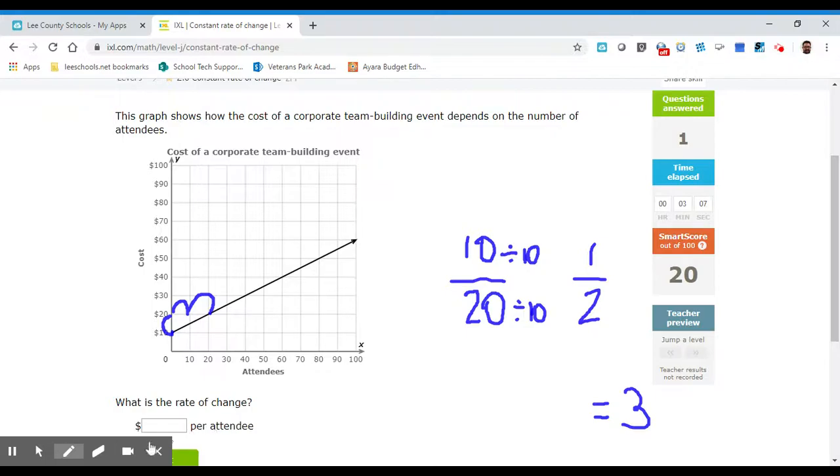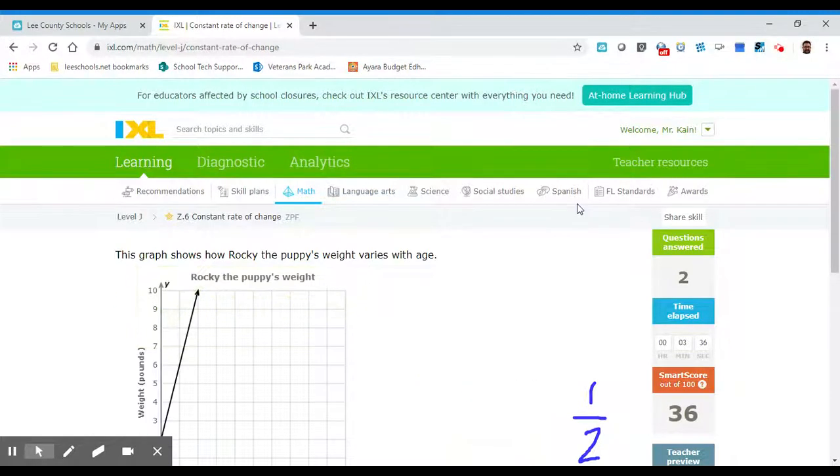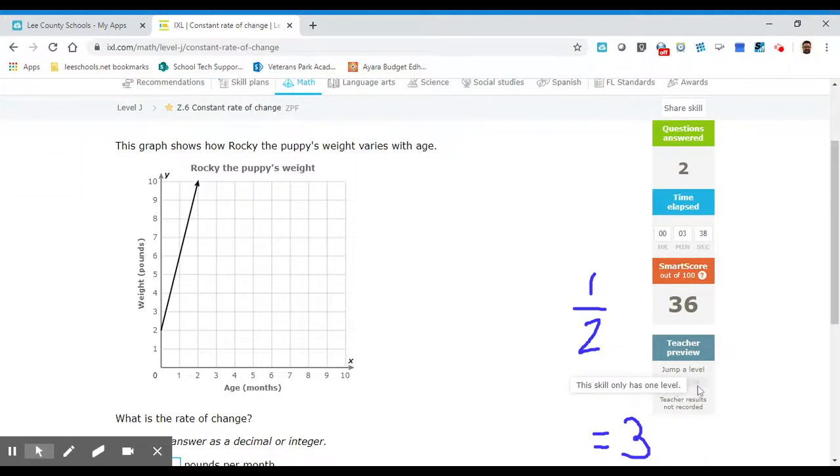So here's the thing though. Notice how it says, this is really important. This is a big mistake that people make. It says dollars per attendee. Since this is a real world problem and 1/2, it's really saying half of a dollar. Half of a dollar is 50 cents. So you have to be very mindful of that. If you put it in as a fraction, it's going to mark it wrong. So put in 50 cents like that. Okay? Let's jump up. Whoop, it looks like there isn't any levels.